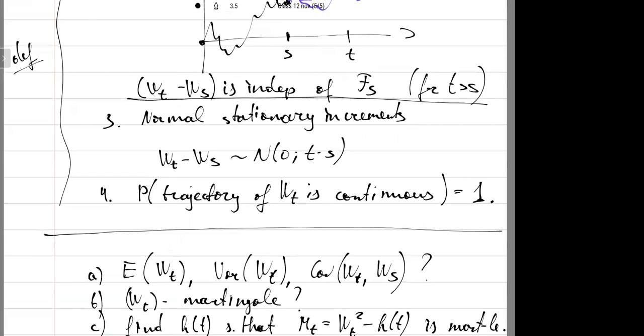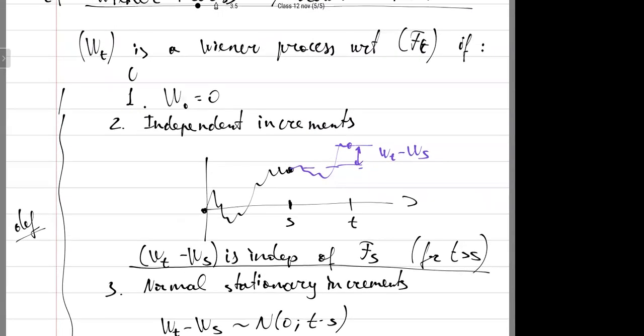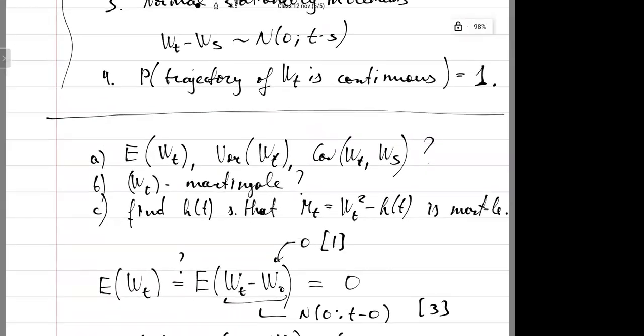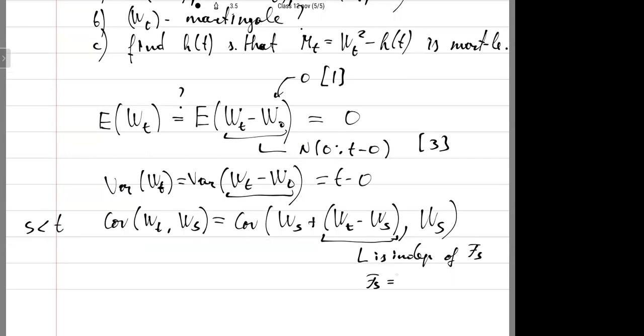Sorry, I missed it. WT is adapted to FT, but it's a standard assumption. We need something whose value we can calculate if we have our information. Okay, so Fs is just the information generated by all WU for U lower than S.